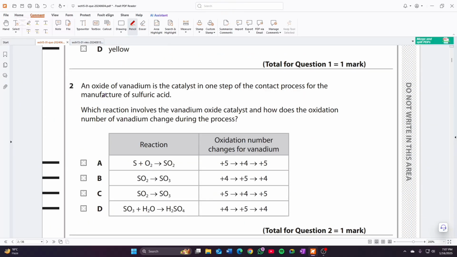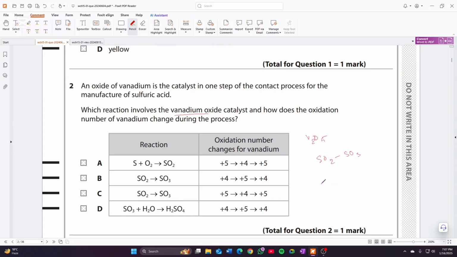Question 2. An oxide of vanadium is the catalyst in one step of the contact process for the manufacture of sulfuric acid. Which reaction involves the vanadium oxide catalyst, and how does the oxidation number of vanadium change during the process? Okay, so what does this vanadium oxide do? The vanadium oxide we use is V2O5, vanadium pentoxide. So vanadium pentoxide is used to catalyze the reaction of SO2 to SO3.